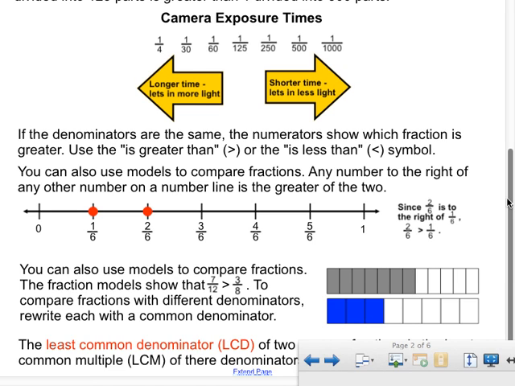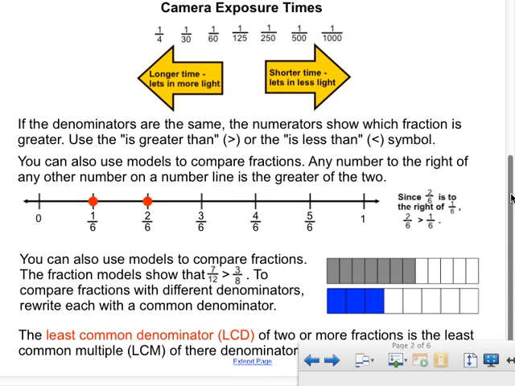Any number to the right of any other number on a number line is the greater of the two. So that's kind of what we're talking about up here. As we move to the right on the number line, those numbers are greater. So here we have a number line, and each mark represents a sixth, right? 1/6, 2/6, 3/6, 4/6, 5/6. If we have 6 sixths, that's really the same as 1 whole. Do you guys remember that? The numerator the same as the denominator. It's the same as 1 whole.